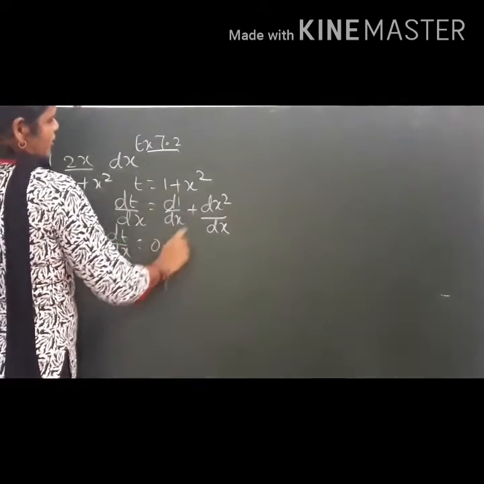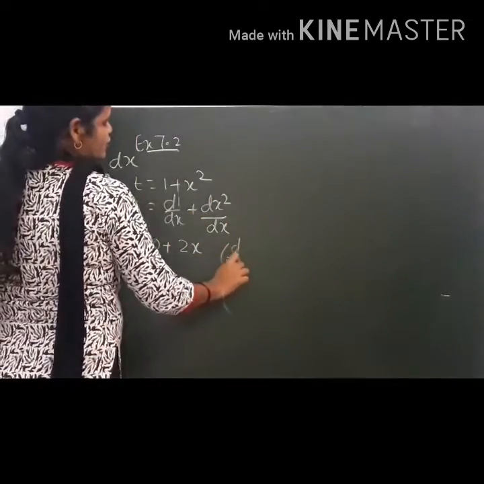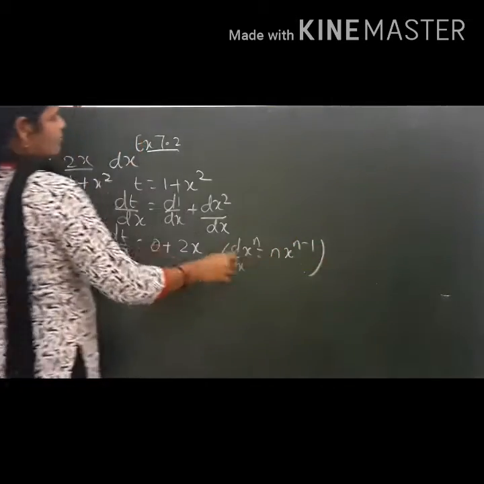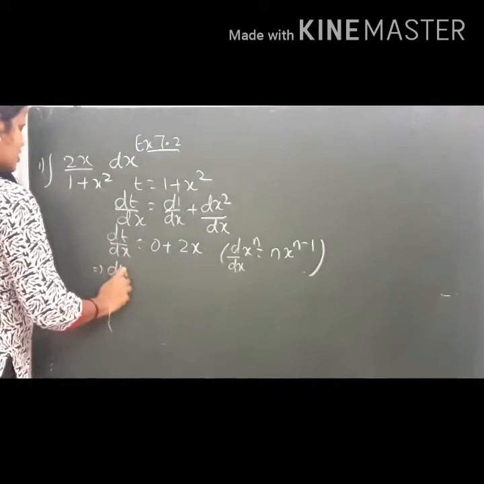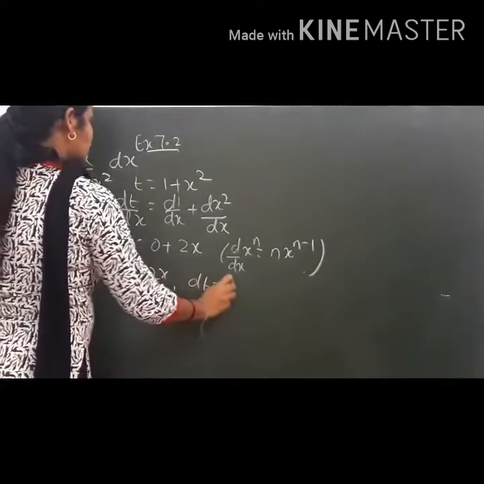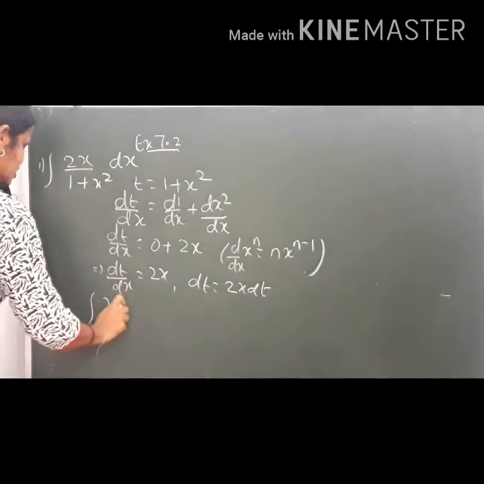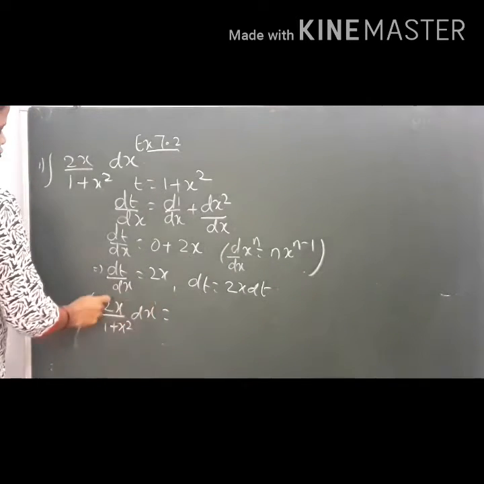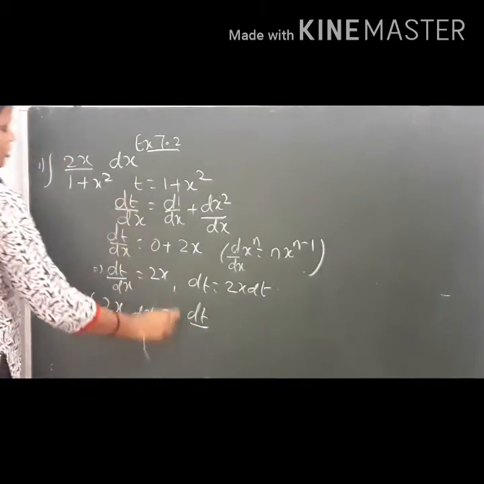0 plus the differentiation of x square. What is the formula here? The differentiation of x to the power of n is n into x to the power n minus 1. In place of n, we put 2, so 2x to the power 2 minus 1, that is 2x. So you will get dt upon dx is equal to 2x. So dt is equal to 2x into dx, cross multiplying. So the given question can be converted: in place of 2x dx we can write dt upon 1 plus x square, and in place of 1 plus x square we can write t.